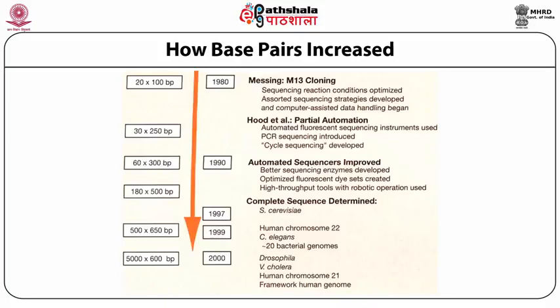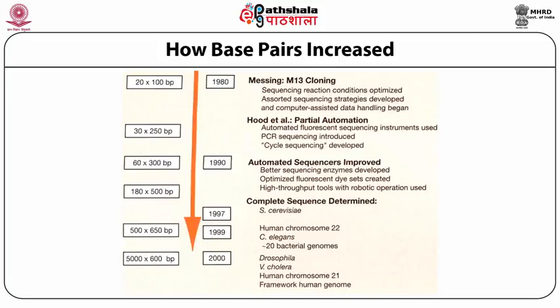Then came the era of complete genome sequence. It was in 1997 when the yeast Saccharomyces cerevisiae complete genome was determined. So it was a historical event, means the complete genome of yeast was given for the first time. Then in 1999, human chromosome 22 was completely sequenced. Then C. elegans was sequenced.